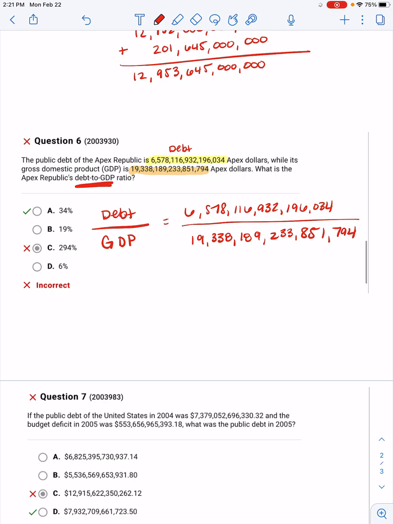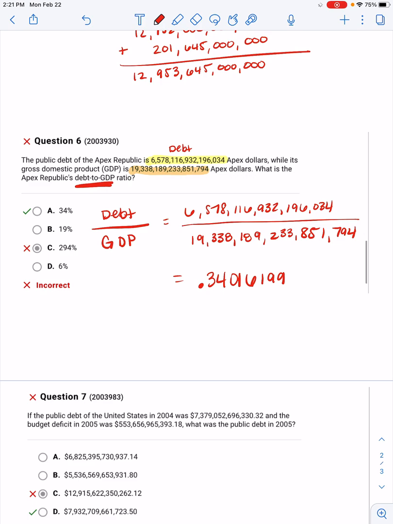So 6, 5, 7, 8, 1, 1, 6, 9, 3, 2, 1, 9, 6, 0, 3, 4 divided by 19, 3, 3, 8, 1, 8, 9, 2, 3, 3, 8, 5, 1, 7, 9, 4. And you're going to get your answer here. Your ratio is 0.34016199. Okay. So that's as a decimal.